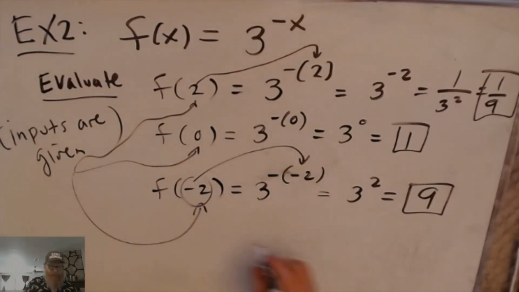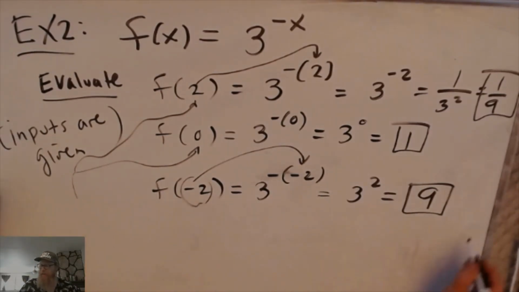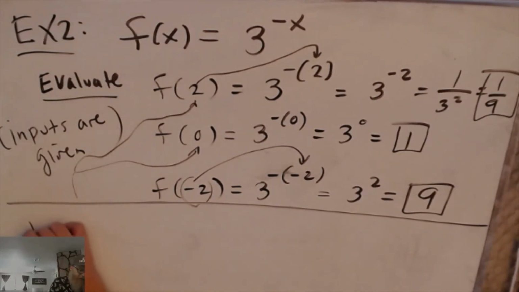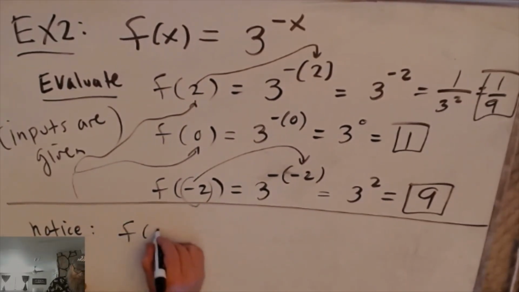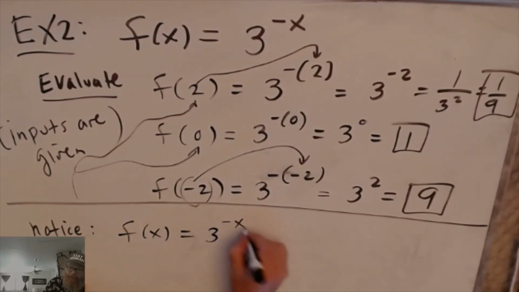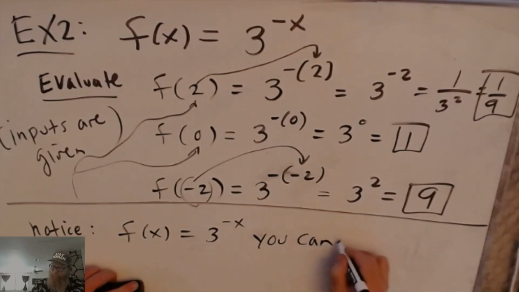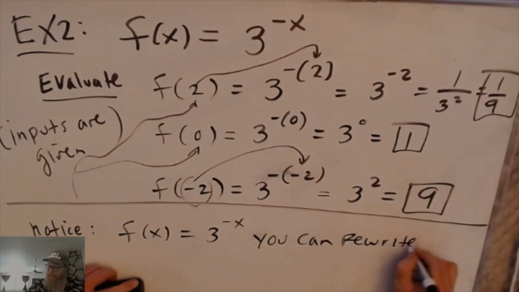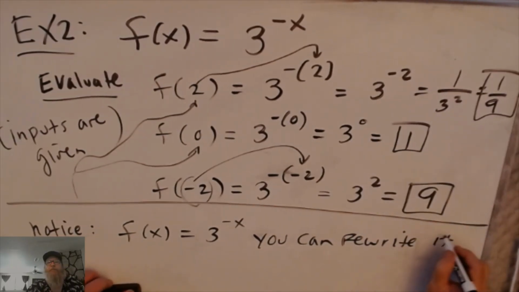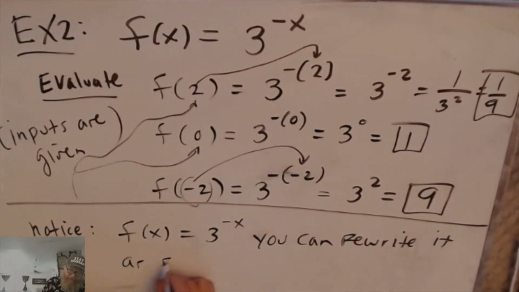You might notice something about this function before I erase it. Just want to take one last look at it. f of x equals 3 to the negative x. You can rewrite it if you like as 1 over 3 to the x power.